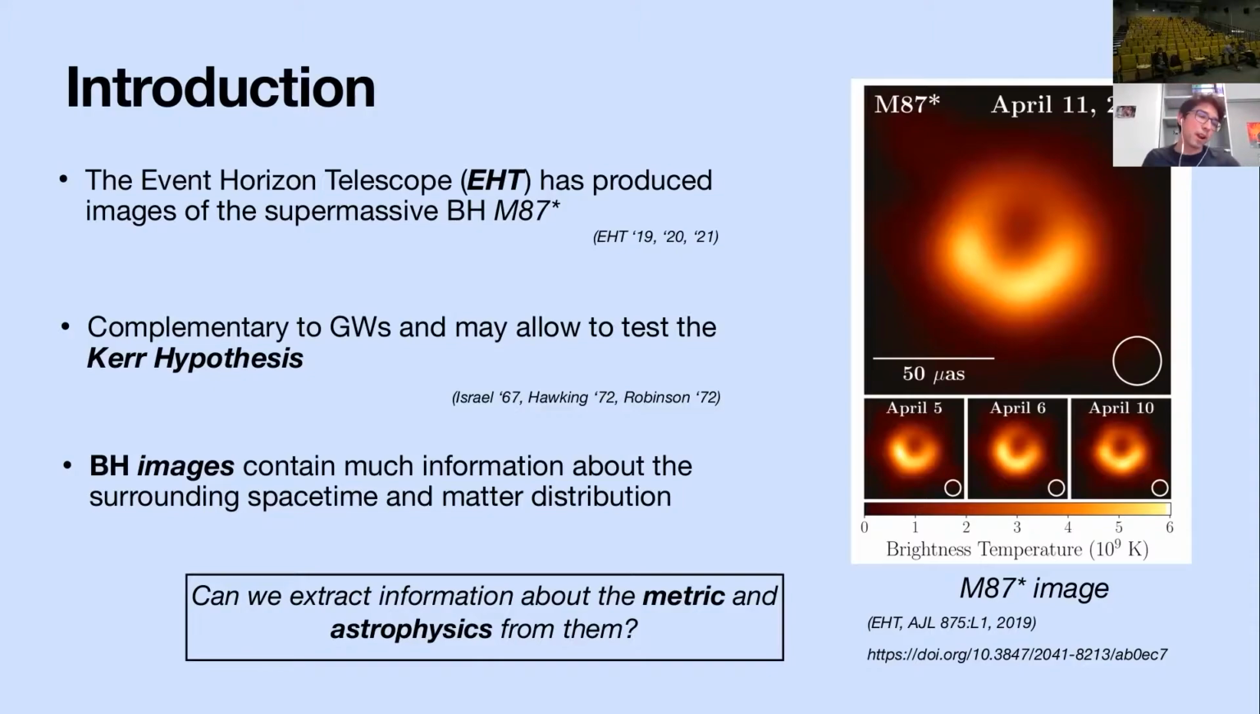That is, that we believe that black holes that exist in real life are described by the Kerr metric of general relativity. These black hole images contain a lot of information about the surrounding space-time and also about the matter distribution in an accretion disk, for instance. In this work, we're trying to tackle the question of whether we can extract the information about the metric and the astrophysics from these types of images.